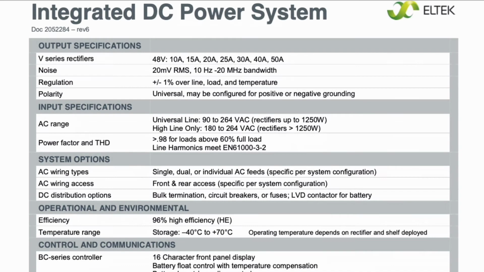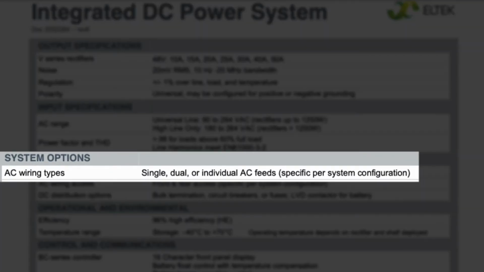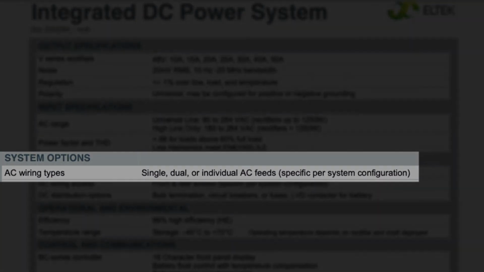DC plants have options for powering these rectifiers. Typically, there are 3 choices. Power an entire shelf, up to 5 rectifiers, from a single AC feed, or power 2 from a single feed, or power each rectifier with a dedicated AC power feed. I'll use 1 power feed per rectifier, known as individual feed.